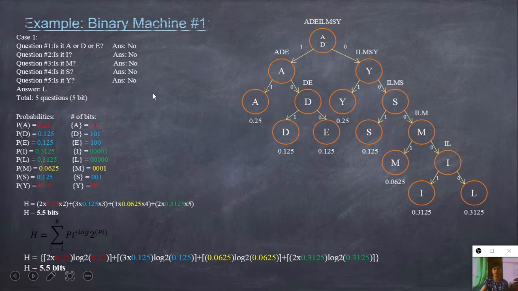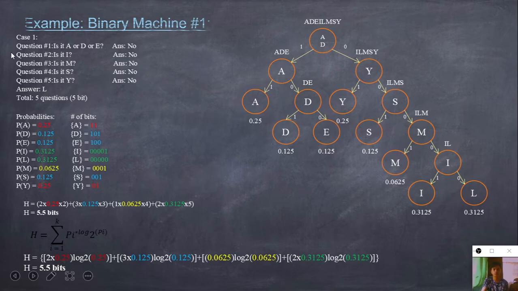So here's another example, which is a different situation for the binary machine. For this equation, binary machine number 2, case number 1. Question number 1: is it A or D or E?